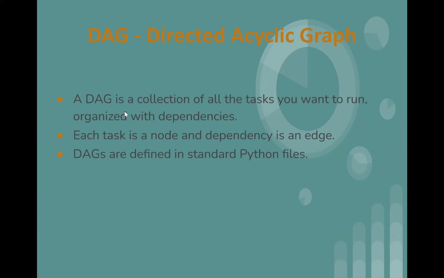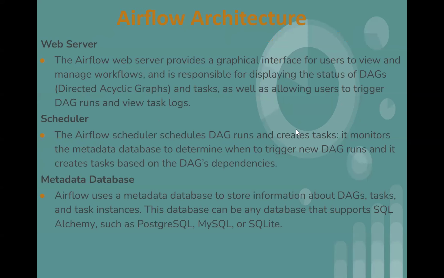So this we have already done. A DAG is a collection of all tasks you want to run with dependencies. Each task is a node and a dependency is an edge. So you have tasks and dependencies as the edges connecting those nodes. And then these are defined in standard Python files.